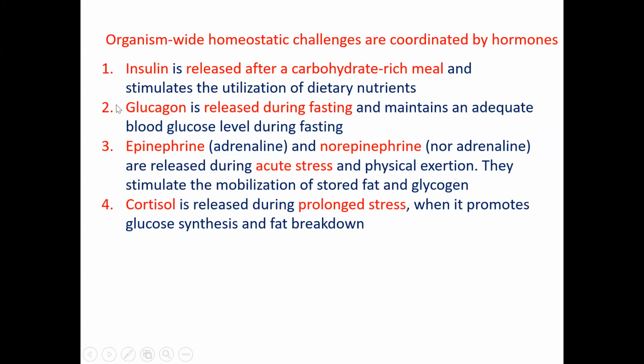But we also have other hormones that control the blood sugar. Adrenaline and noradrenaline are secreted in response to stress or physical activity. Also, they are used to mobilize stored fat and glycogen. And cortisol is released during prolonged stress. So if our body is under continuous stress, cortisol is released and it promotes the synthesis of glucose. So these are the 4 important hormones that control our pathway.